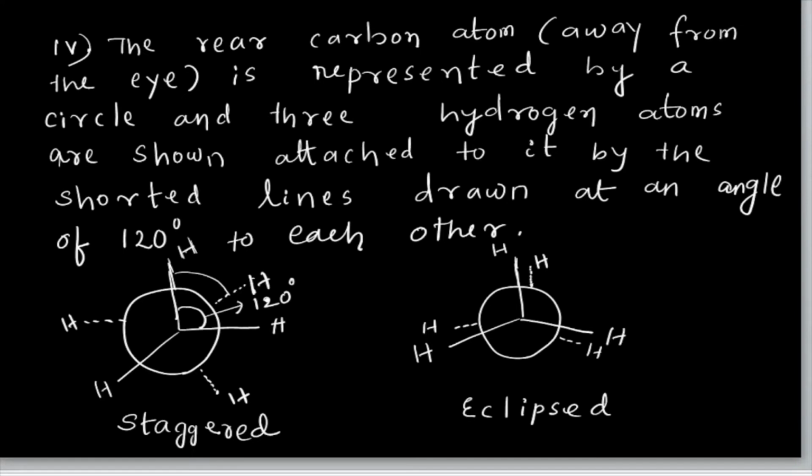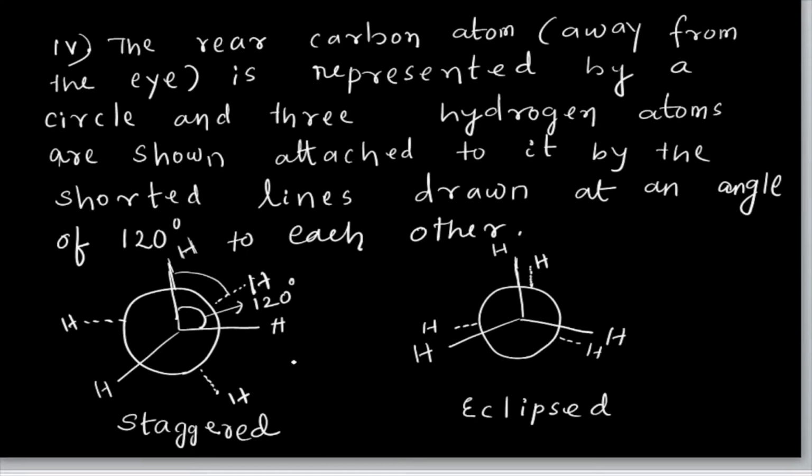Just behind, you can observe the angle between the hydrogen above and the hydrogen below, and the angle with the other hydrogen, both are different. It is 60 degrees, it is 120 degrees. That means near the eye, one hydrogen differs from the other hydrogen by 120 degrees, and the hydrogen atoms at the back are shown attached by dotted lines, and the angle is 120 degrees, either between dotted lines or between straight lines.